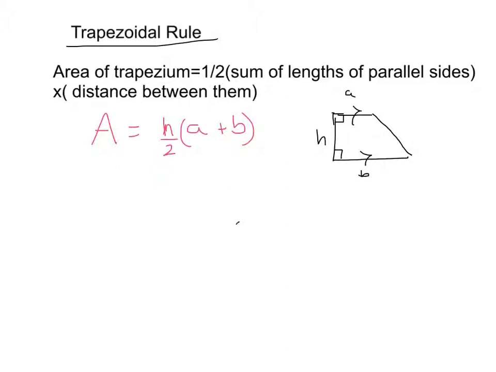If we're more familiar with this type of trapezium, as we see, we have two parallel sides which represent the small a and the small b, and the distance between them in this case is the height. So the perpendicular between them is the height, and this is the formula that we normally use for calculating the area of a trapezium.